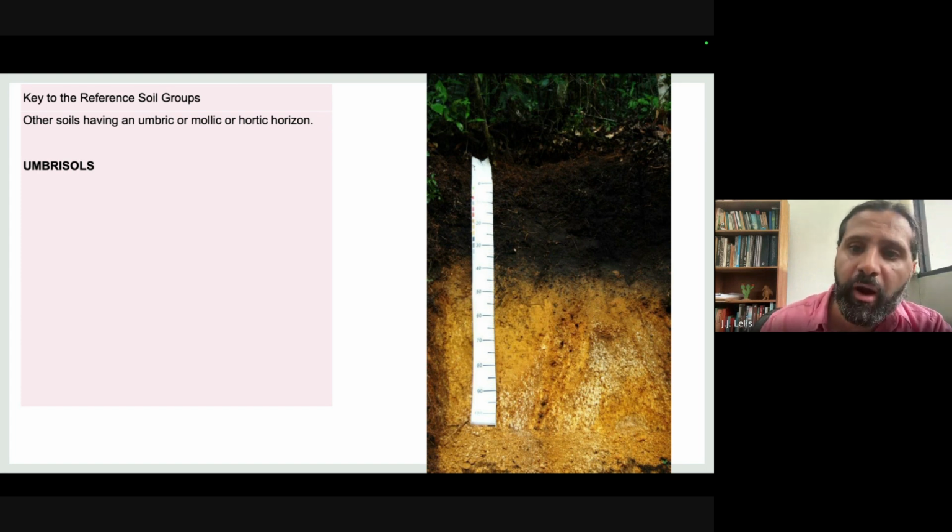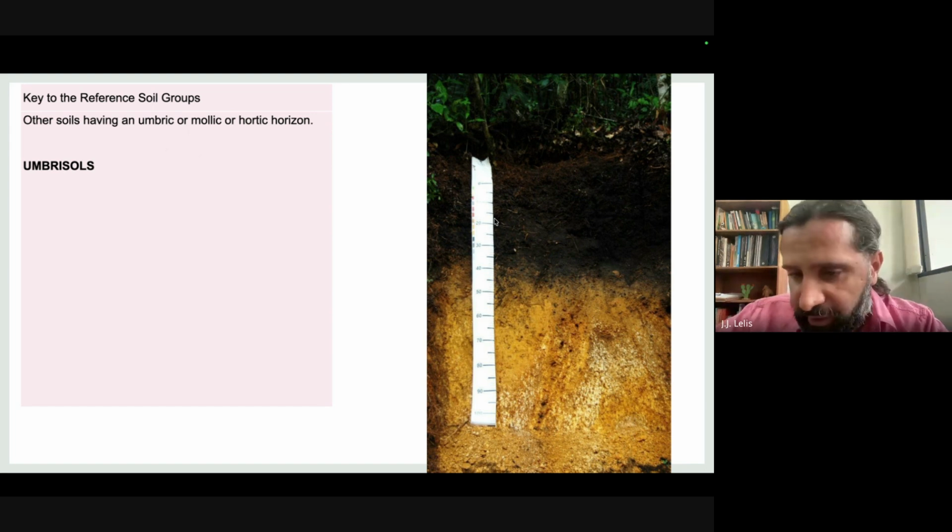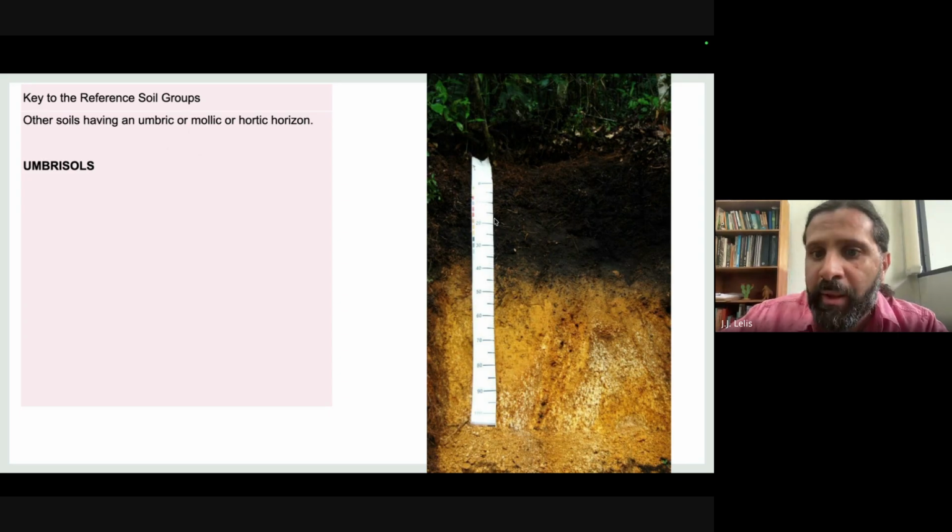The umbrisols are those soils that cannot be classified in the previous reference soil groups, and they must register an umbric horizon or a mollic horizon or an anthric horizon. Okay, so the umbric horizon, we already know it's this one. The umbric horizons are those surface horizons that register a darkish color, and they are enriched in organic carbon. They register a strong grade. They are thick, but the base saturation is below 50%.